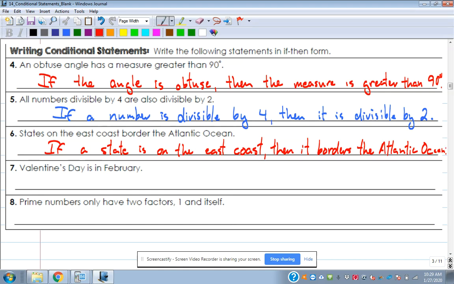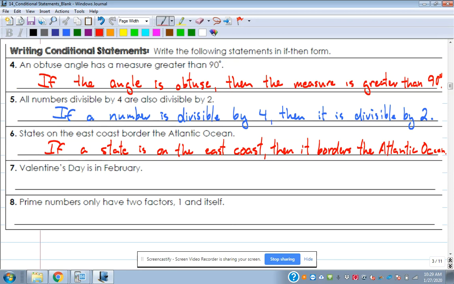Let's just talk about it. We won't write it out. Valentine's Day is in February. That's not true. Wait. It's okay. You're living on the house.